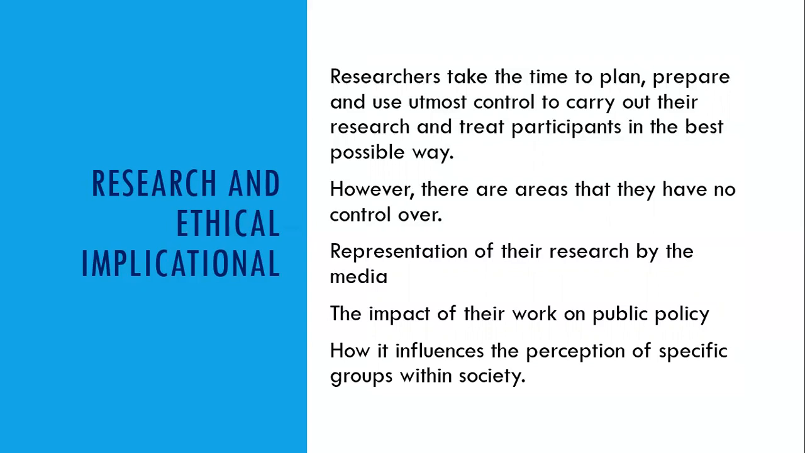And also how it influences the perception of specific groups within society. Certain research may be taken and it may highlight certain social groups within society. That could be social class, ethnicity, religion, gender, sexual orientation. It could be a whole spectrum of different areas. And actually, this research could then influence how others see that social group. And unfortunately, these are areas that researchers do not have control over. That's why they've got to be aware that there can be implications of their work.